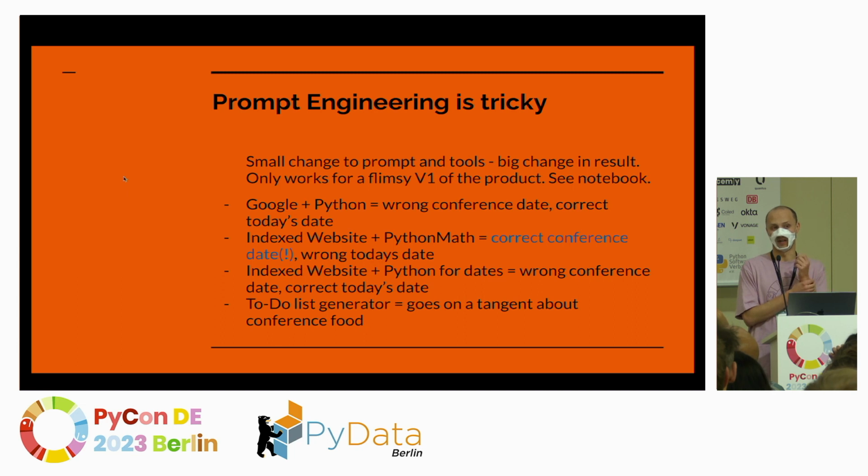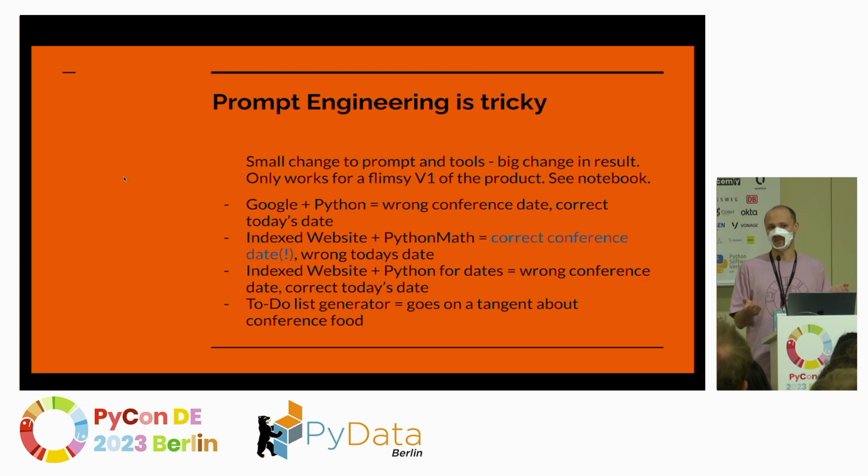So what I showed you so far: if I just give it the tools of Google and Python math, I get the wrong conference date, but the correct today's date. Then I crawled the website of PyCon.de, and I gave it as a tool, just to answer questions about PyCon.de using this index with LangChain. And it managed to find the correct conference date. I was very impressed. However, today's date, it just forgot what it is. It gave me some date a year ago for some strange reason, or even a year and a half ago. And I don't know why.